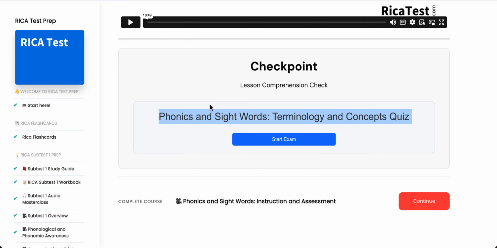Now, when preparing for your RICA test, make sure regarding phonics and sight words that you understand high frequency words, irregular spelling, morphological clues, and context clues in differentiation and effective instructional strategies in order to assess and help all students in the classroom. So here we go. We are going to complete this quiz together.